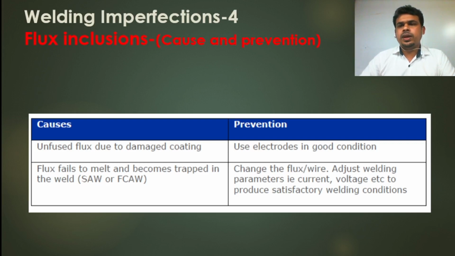If you use low current, maybe the current is not enough, so the flux cannot melt properly. For that reason also there can be flux inclusion. That's why you need to adjust the welding parameters, current and voltage. Also, sometimes the flux or wire has a problem, is damaged or contaminated, so we need to change the wire, and only then can you get better welding quality.